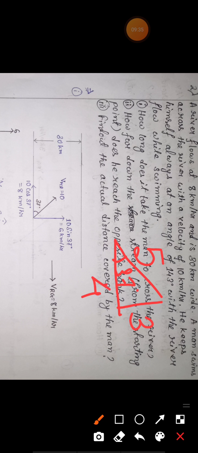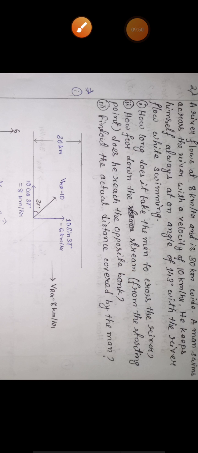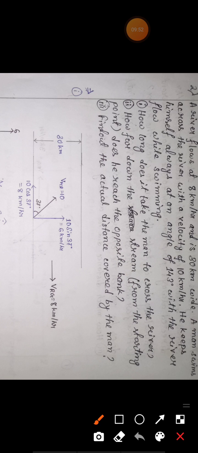Okay, so 10 cos 37, what is the value of cos 37? Cos is equal to base by hypotenuse. So cos 37 degrees is equal to 4 by 5, correct? So 10 into 4 by 5, so 5 2s are 10, 4 into 2 is 8. Okay, so 10 cos 37 degrees is equal to 8.